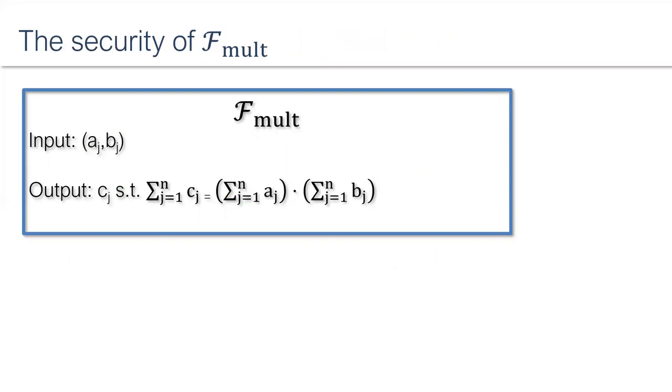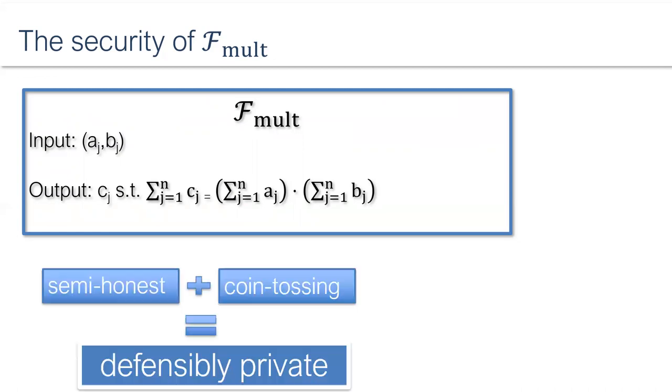As a final point, let me explain about the security required for realizing FMULT. Obviously, we want to weaken its security as much as possible to improve its efficiency. So we first observed that a defensibly private protocol is sufficient for our protocol, as in the security proof, the simulator can extract the adversary's input based on its defense, where a defense is a so-called proof of correct behavior that includes the input and the randomness of the adversary. The second observation is that defensible privacy can be achieved by compiling a semi-honest protocol with a coin tossing protocol and forcing the parties to use that randomness. This is already shown in previous work.